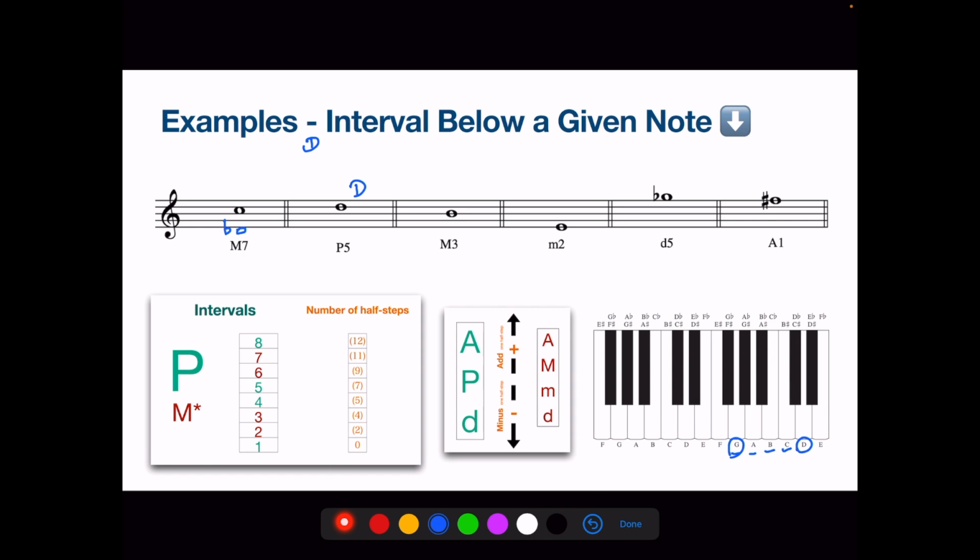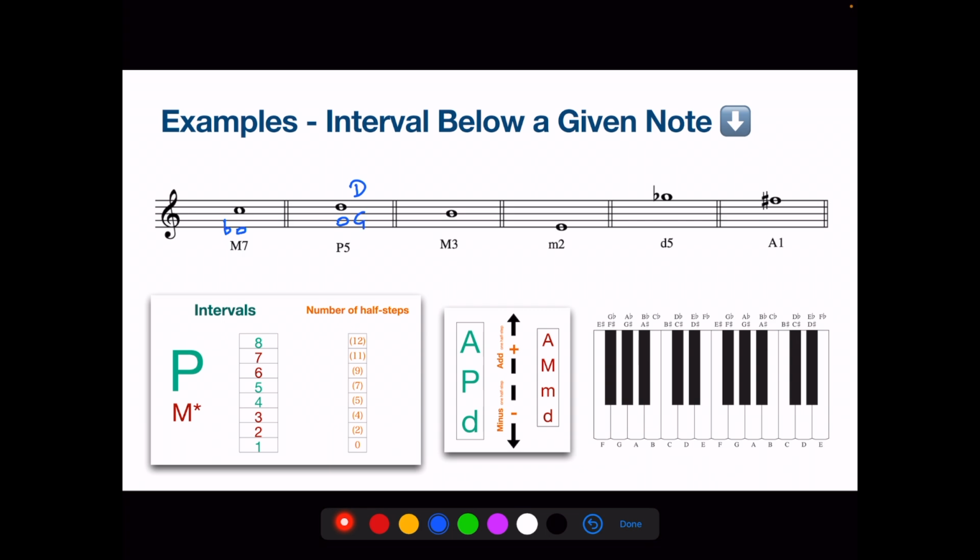So D to G. Good. A perfect 5th means that we need 7 half steps in between. So let's count from the given note D. Let's count down 7 half steps. 1, 2, 3, oh, yeah, 4, 5, 6, 7. That's what we get. G. So G to D. That's a perfect fifth. All right, now let me erase all of these one more time and give you the answer.